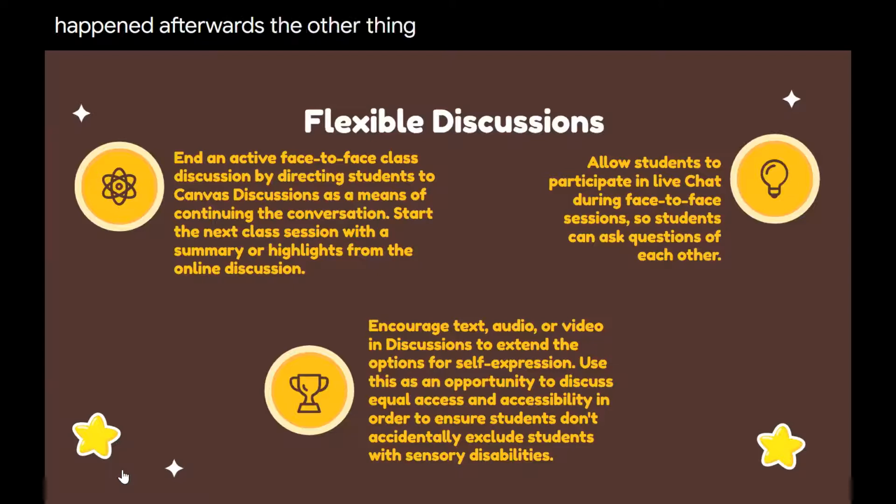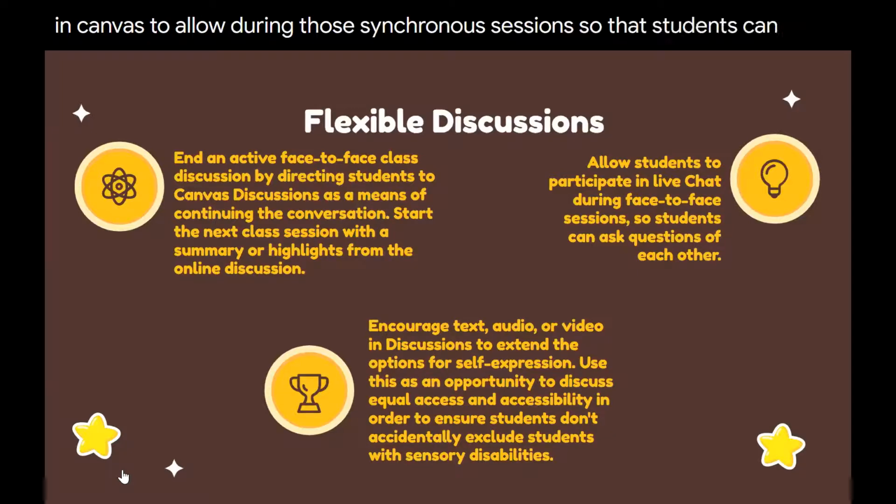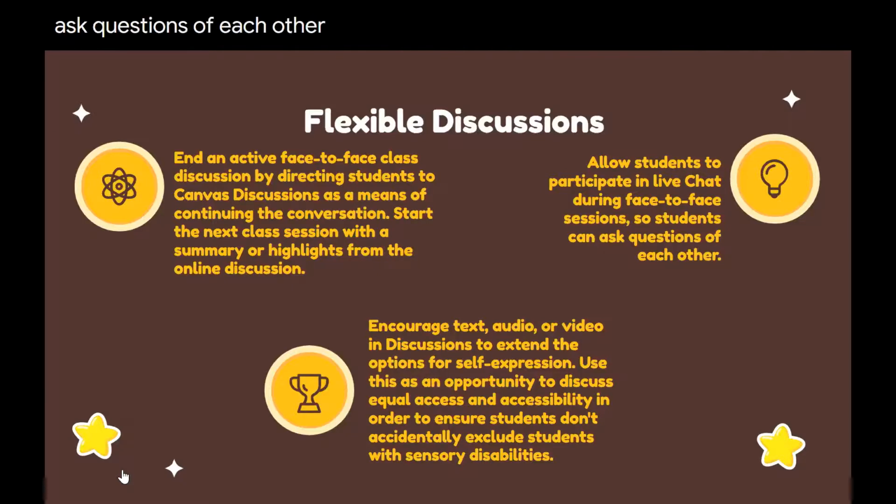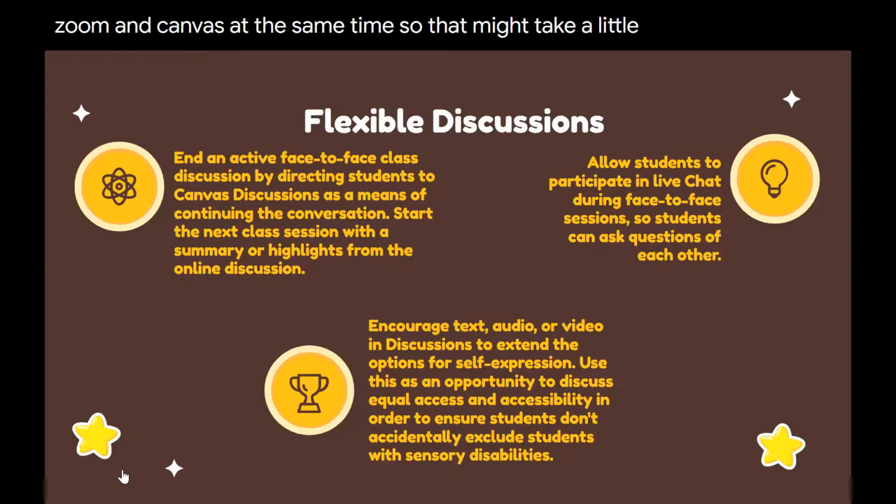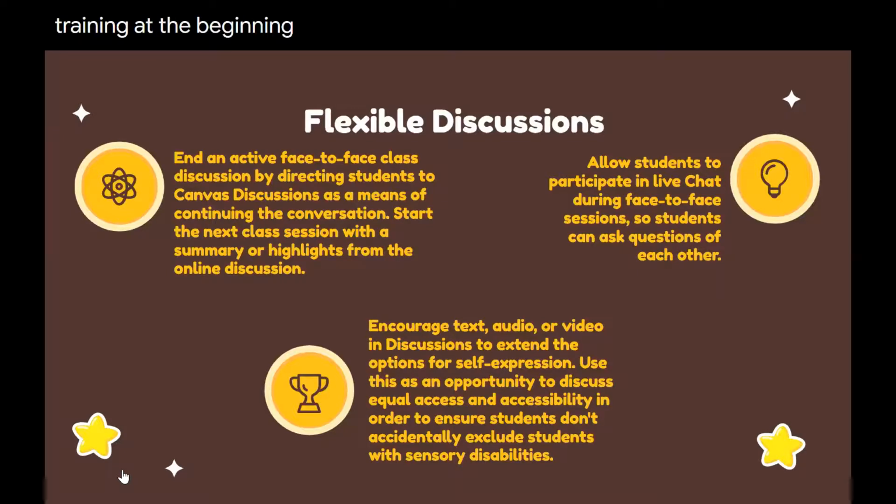The other thing you can do is turn on the chat tool in Canvas during those synchronous sessions so that students can either ask questions of each other, or you can ask questions, or they can share ideas. And that's one way to do that. Of course, that means that they are going to be in Zoom and Canvas at the same time, so that might take a little technology training at the beginning to cover that.